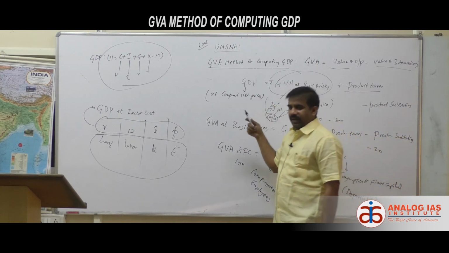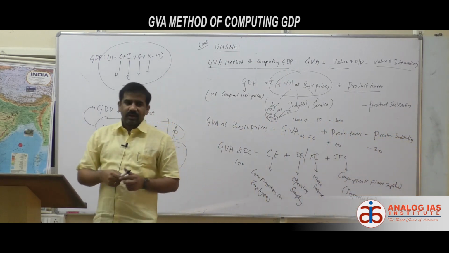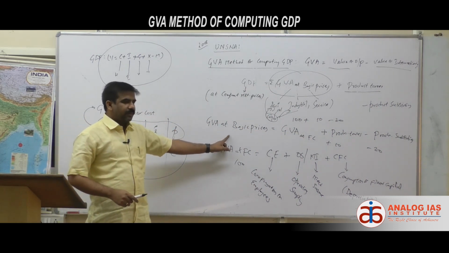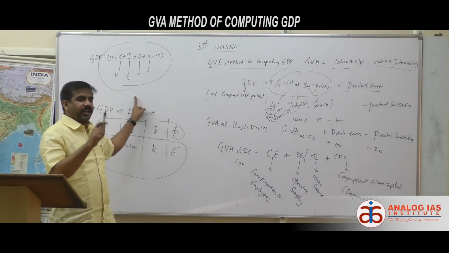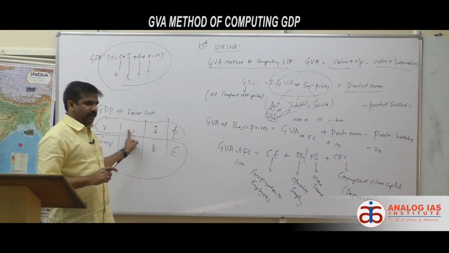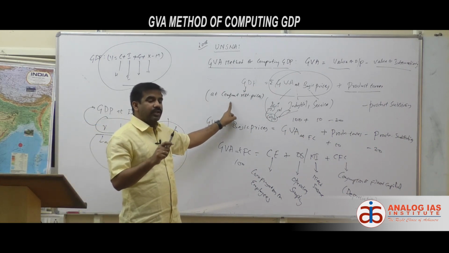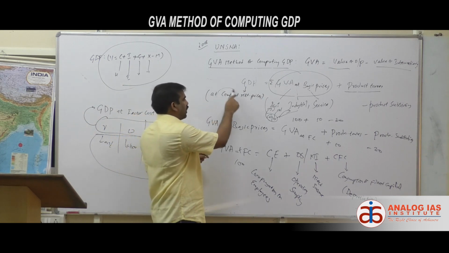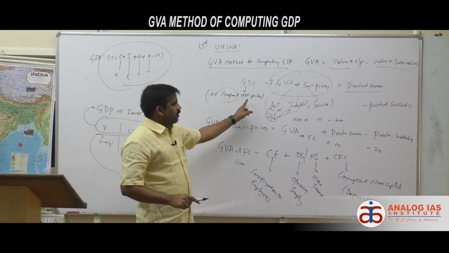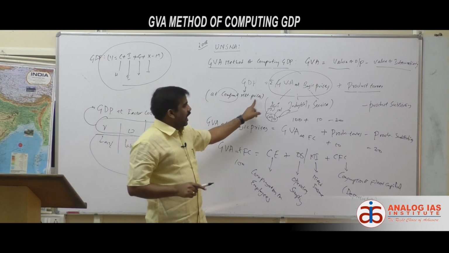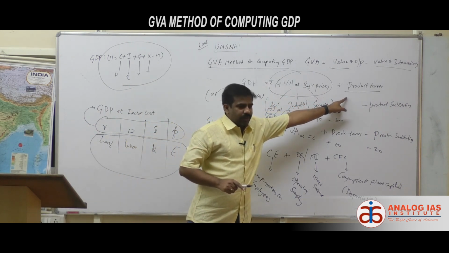So at the end of the day, the very basic difference between these two methods is, in this method, GDP is calculated at factor cost. In this method, GDP is calculated at constant market prices. What is constant market price? I will explain, but you can easily make it out. When I say market price, it means I am taking tax into account.